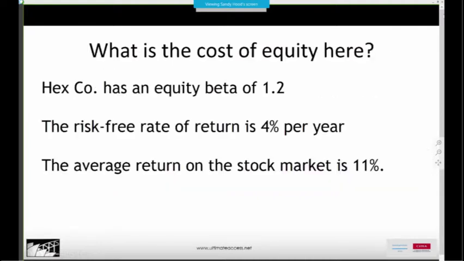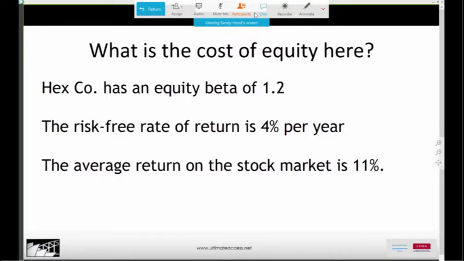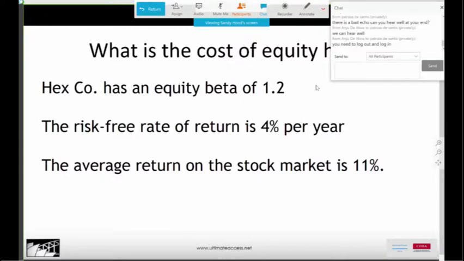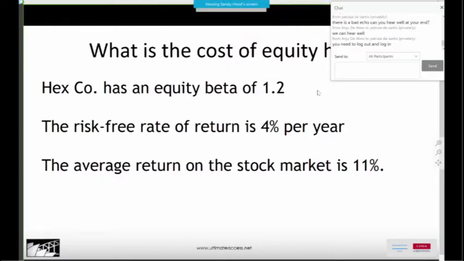Here we've got an example. Hex. Hex has got an equity beta of 1.2. In other words, it's 20% more volatile than the market as a whole. The risk-free rate is 4%. The average return on the stock market is 11%. So are you able, I will invite you to have a go at this and then put your answer in the chat box. Yes, it'll be really good to have you calculating this cost of equity. Let's see how you guys go about calculating it.